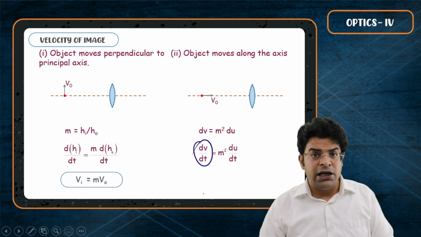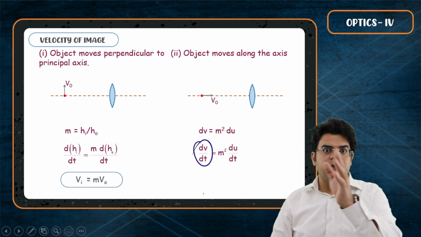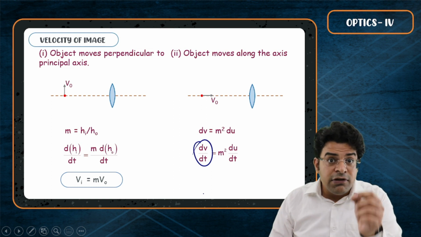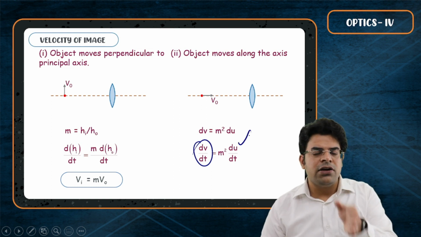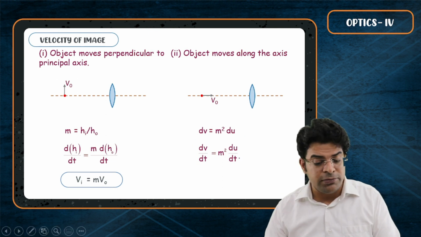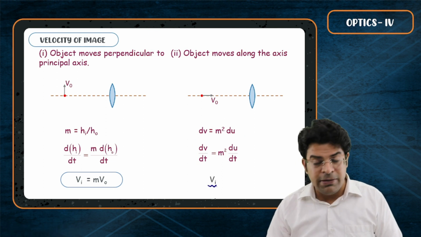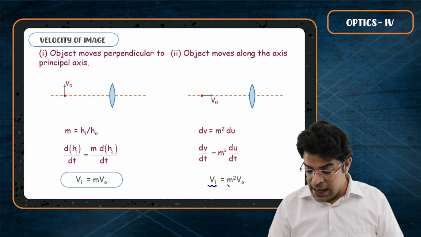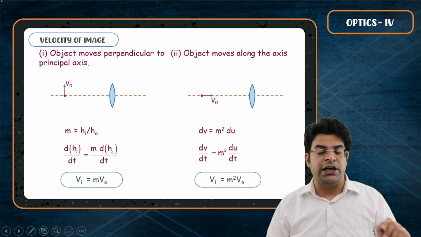dv by dt is the rate of change of position of image with respect to time. That is the velocity of image. du by dt is the rate of change of position of object with respect to time. So that is nothing but velocity of object. So we say that velocity of image is equal to m squared times velocity of object.